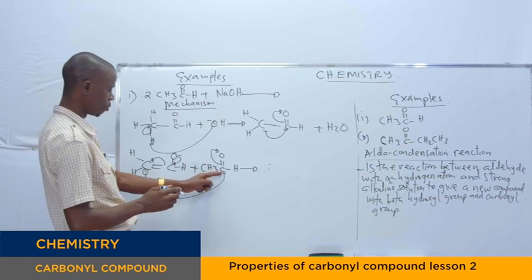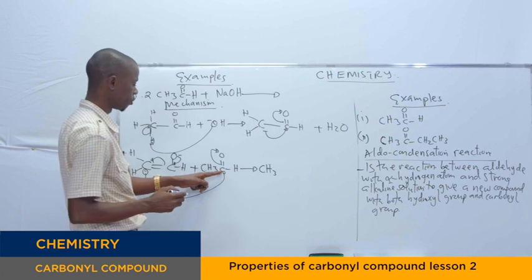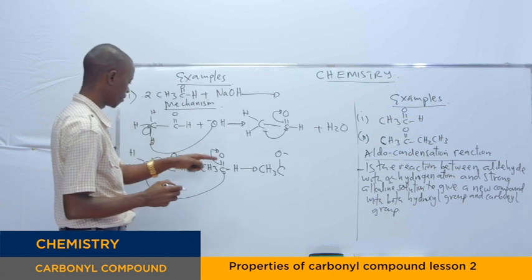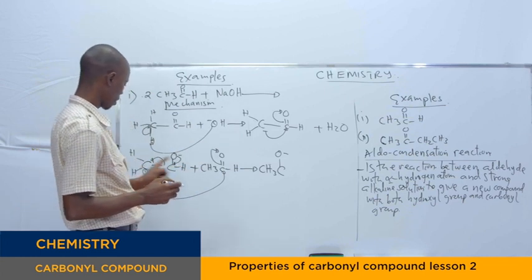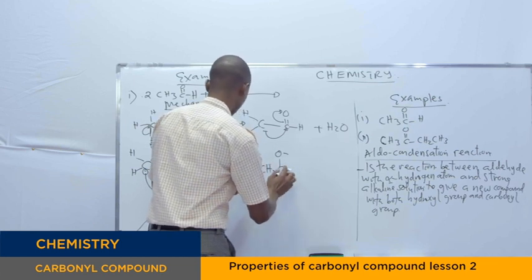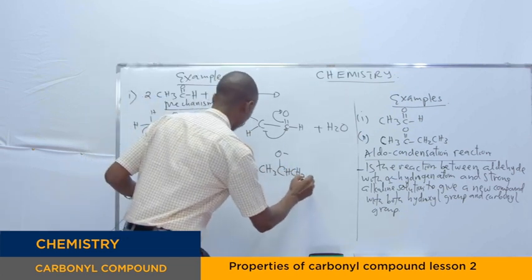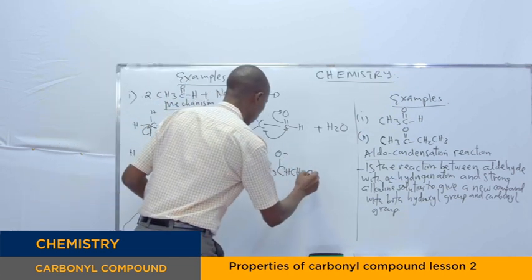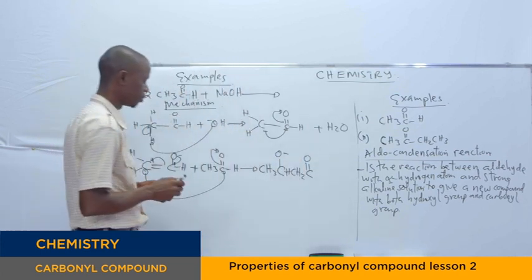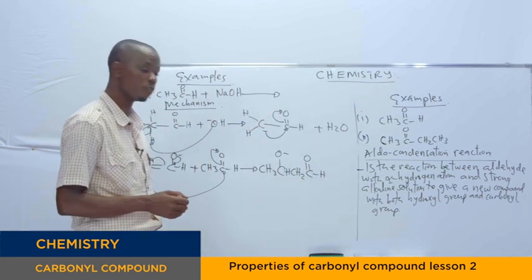This carbon will come and make a bond here. So we are going to start with this CH3, followed by this carbon, negative, and then this carbon coming here. Just go to the hydrogen atom, followed by this one. But this carbon has a double bond with oxygen and hydrogen. So this compound will be formed.